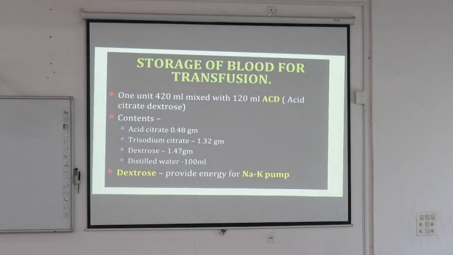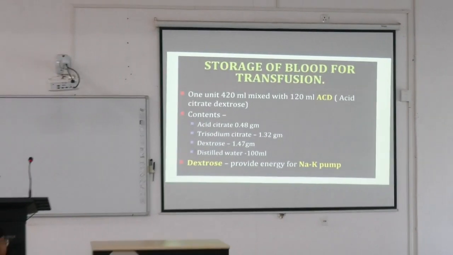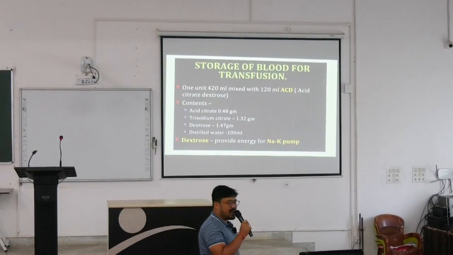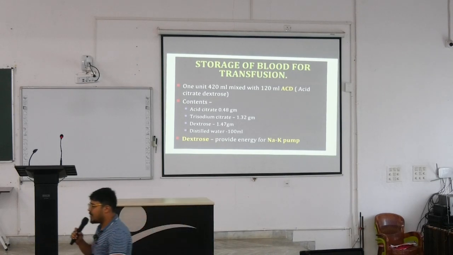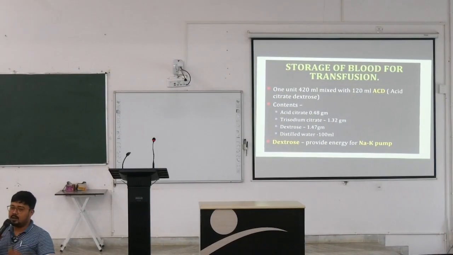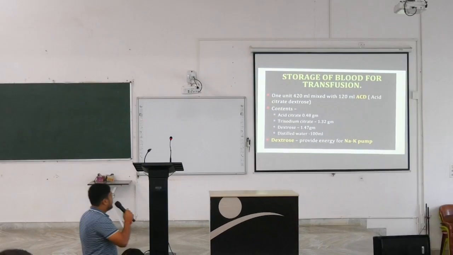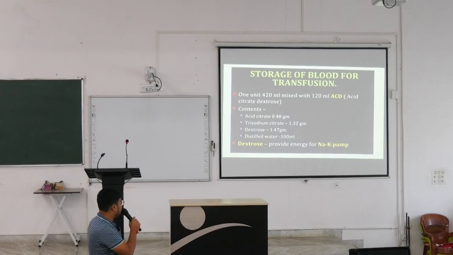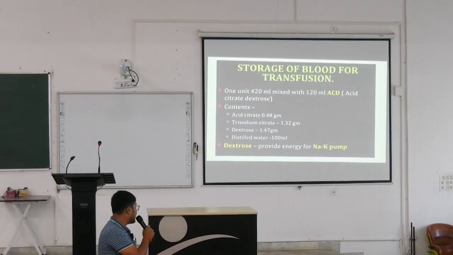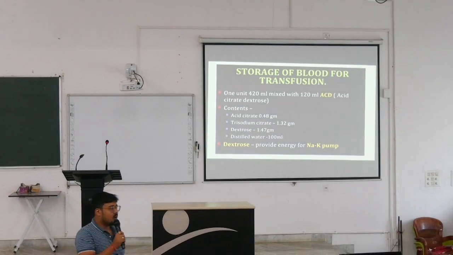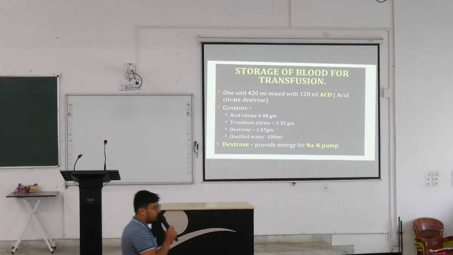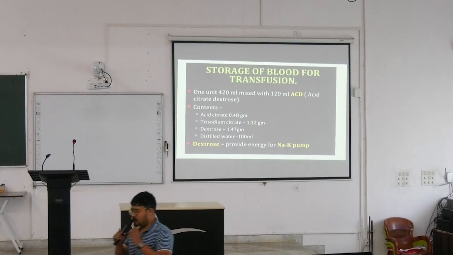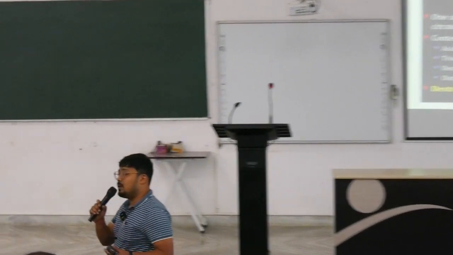Storage of blood for transfusion: 1 unit of 420 ml is mixed with 120 ml of ACD anticoagulant, so the blood will not clot in the storage bag. Acid citrate dextrose, ACD. The anticoagulant has a definite proportion, 120 ml for 1 unit of 420 ml. It contains acid citrate, trisodium citrate, dextrose, distilled water. Dextrose is for energizing the RBC, providing glucose or energy for the sodium potassium pump.